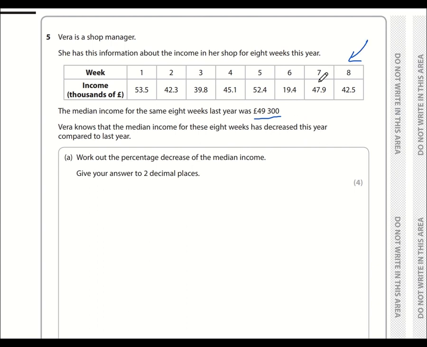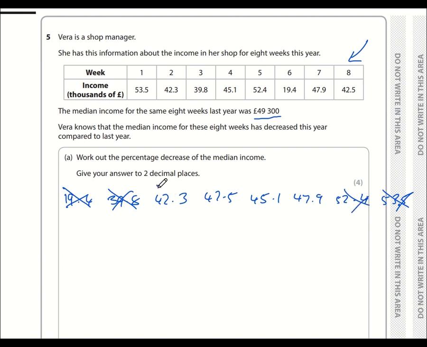Now the problem is we don't know the median of this data set, so we're going to have to work that out. To work out the median, all we need to do is put these values in ascending order. So 19.4, 39.8, 42.3, 42.5, 45.1, 47.9, 52.4, and 53.5. Now to find the median, I'm going to chop one off the left and the right. I'm going to do the same again, and I'm going to do the same again.